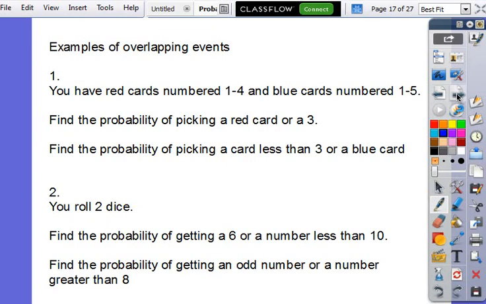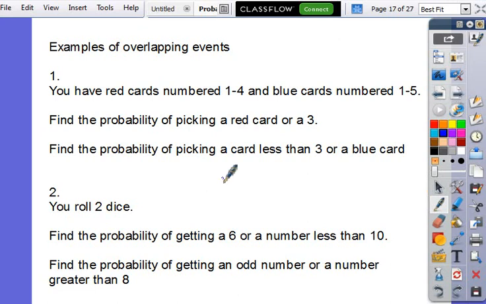All right, examples of overlapping. I have red cards 1 through 4, blue cards 1 through 5. Picking a red card or a 3. Now, why is that overlapping? Because you can pick a red 3. I can pick a red by itself, I can pick a 3 by itself, or I can pick a red that is a 3. When I pick that, that makes it overlapping.